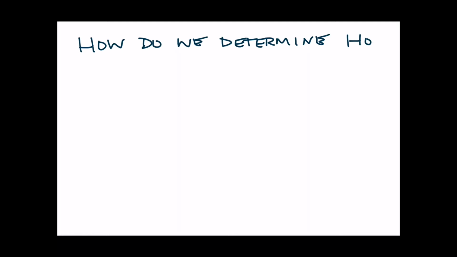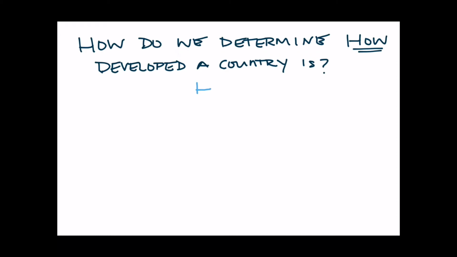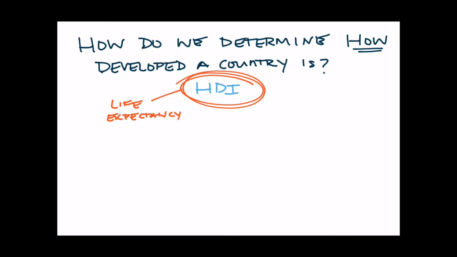How do we determine how developed a country is? Well, we're going to look at something called the HDI, also known as the Human Development Index. This is going to be a number from 0 to 1 that lets us know how developed a country is. In order to get that number, we look at things like the life expectancy of people living in that country.